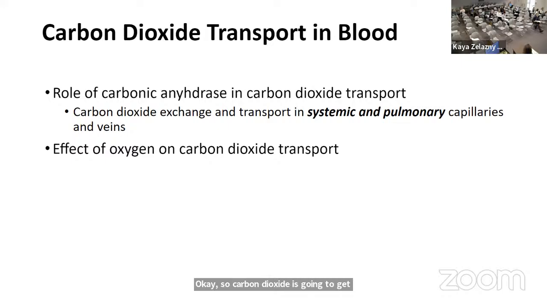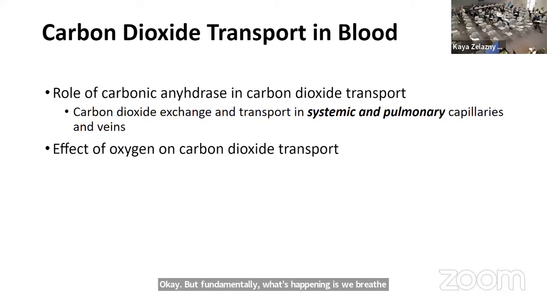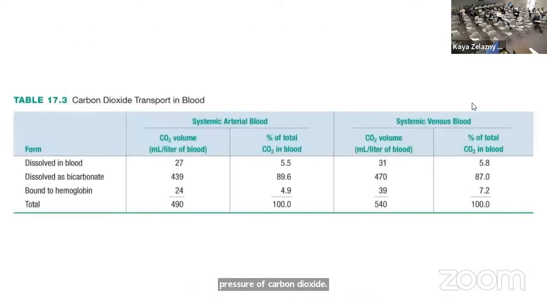Carbon dioxide gets exchanged at the lungs and at the tissue, just like oxygen did. You could trace through our partial pressures for carbon dioxide, just like I did at the beginning for oxygen. Fundamentally, we breathe out carbon dioxide at the lungs. So we're going to have lower values of carbon dioxide in our arteries until we get to our tissue, where they're going to take in carbon dioxide that's being created in the process of making ATP. Then we have that higher partial pressure of carbon dioxide as we return to the lungs before we breathe it out.